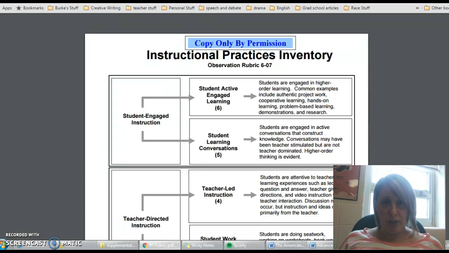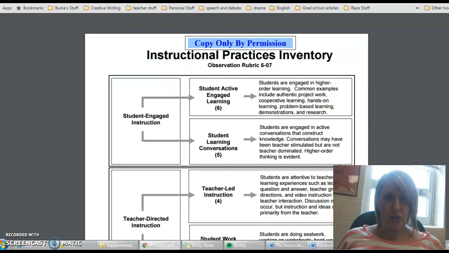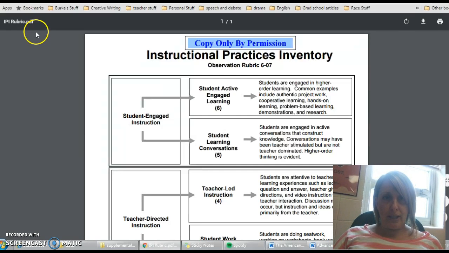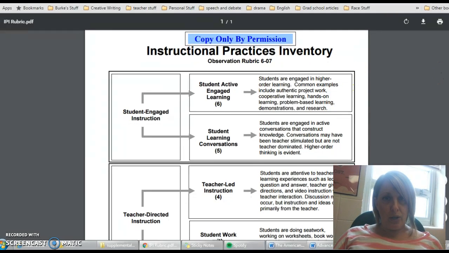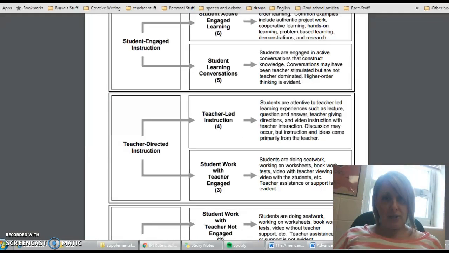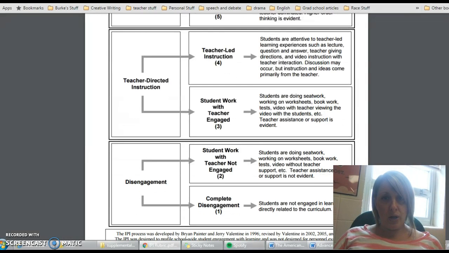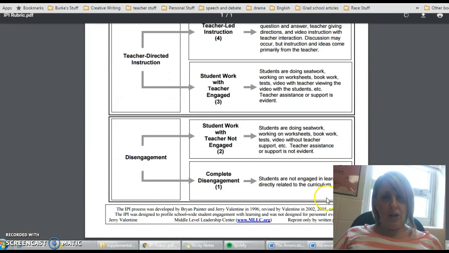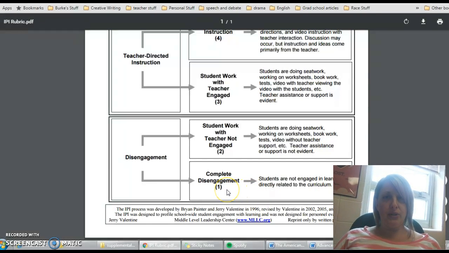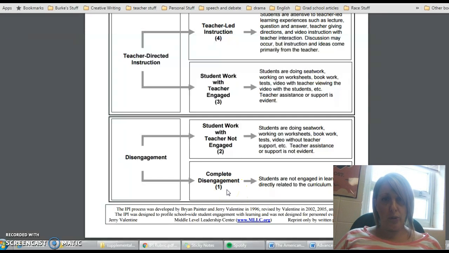what we're looking for when we enter your room. First of all, we really are not looking at what you are doing for the most part. We're looking to see how the students are engaged. So let's take a look at this. This is really very similar to the sheet that we walk around with. I want to start at the bottom of the sheet. So we are just looking to see how the students are engaged when we enter the room.